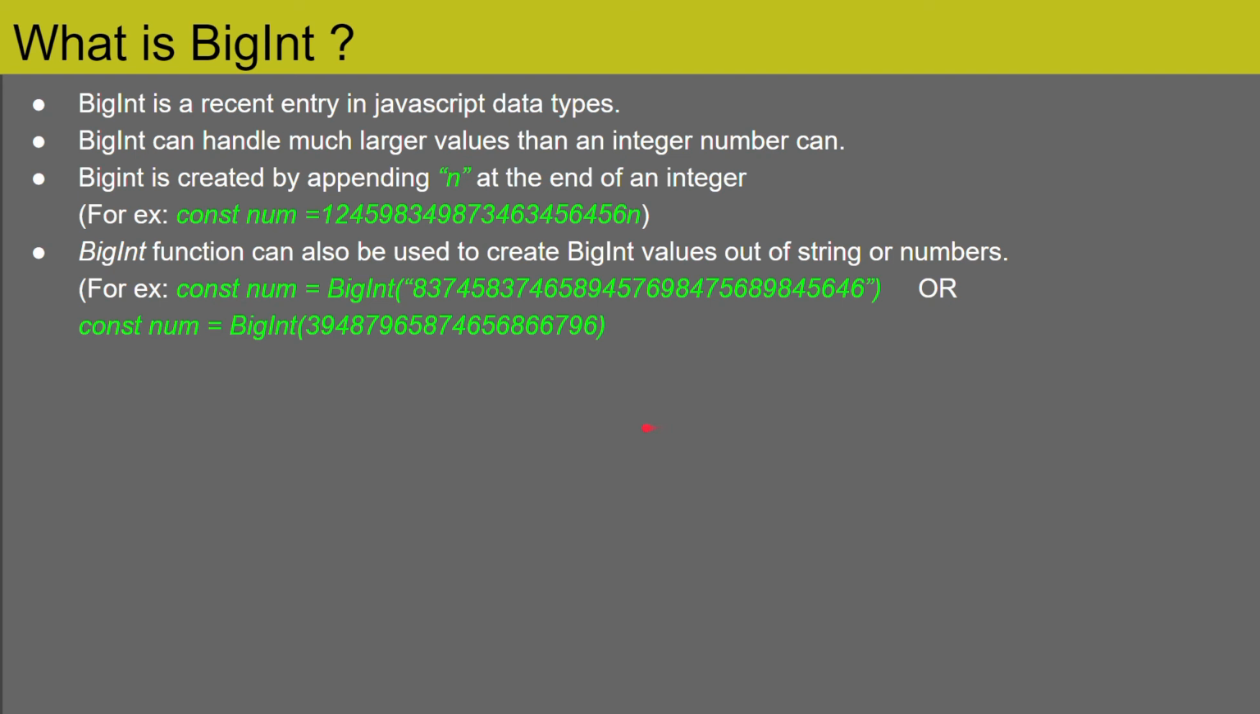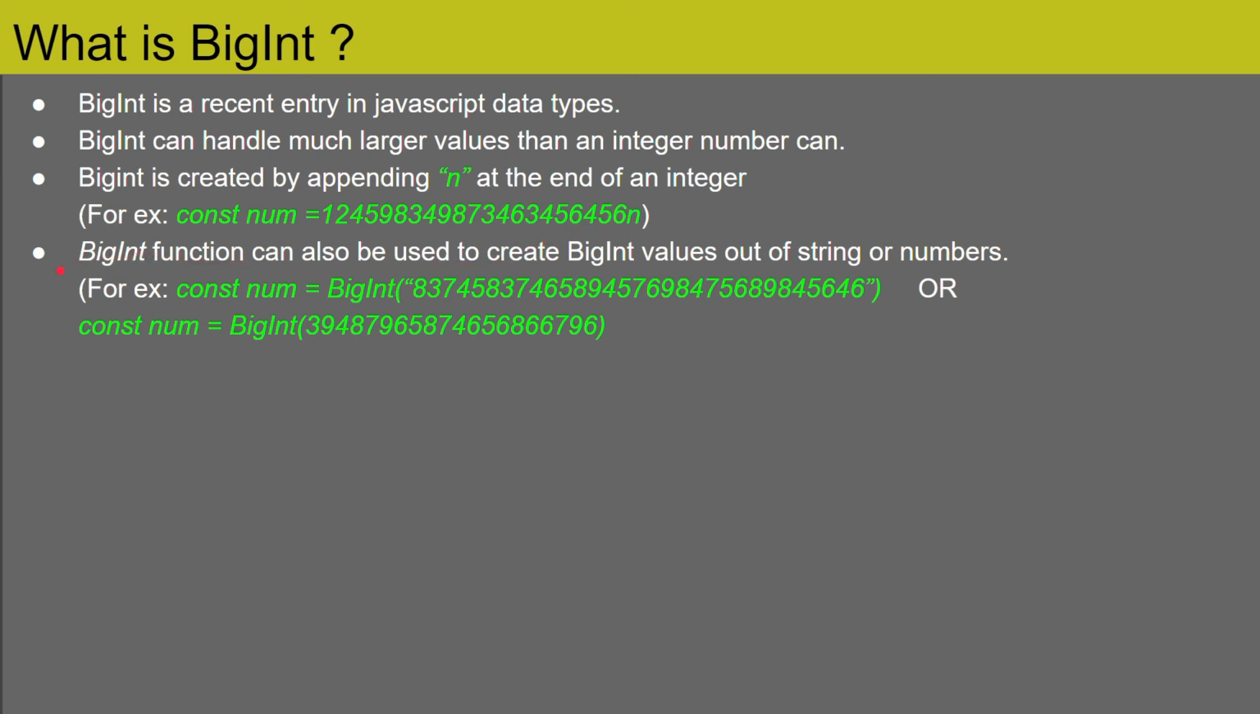So how can we create a Bigint number? We can create a Bigint by appending n at the end of an integer. Let's say we have a very large integer, and we want to store it as a Bigint. Then we just append n at the end of the integer value, and it will be converted to Bigint. And if you try to find the type of this number using the typeof function, it will return Bigint rather than number.